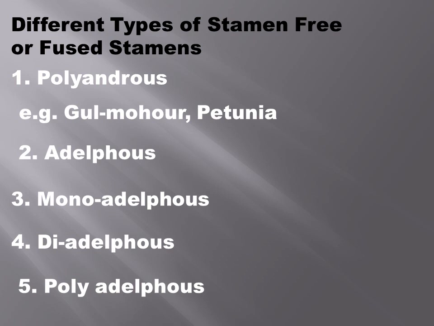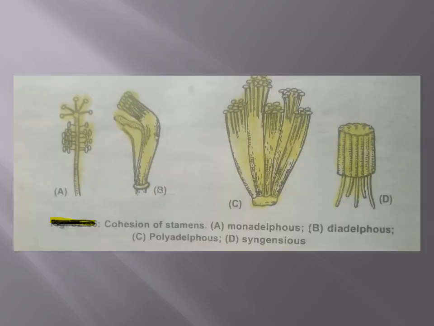If many bundles or groups are formed, it is called polyadelphous. For example, here you can see the different types of stamens. A is the monoadelphous, B is the diadelphous, C is the polyadelphous, where many bundles are formed. In diadelphous you can see two bundles are formed, while in A you can see the monoadelphous where one bundle is formed, and D is the syngenesious form of the stamen.